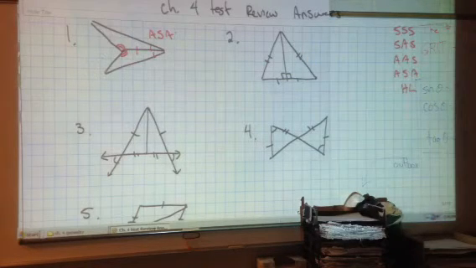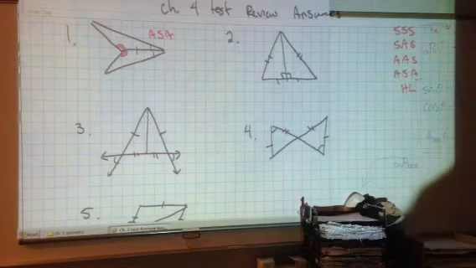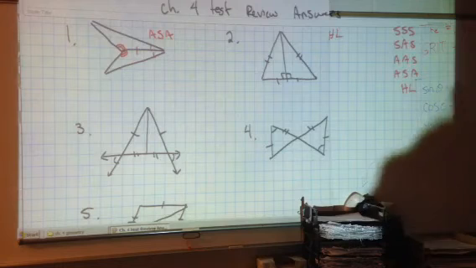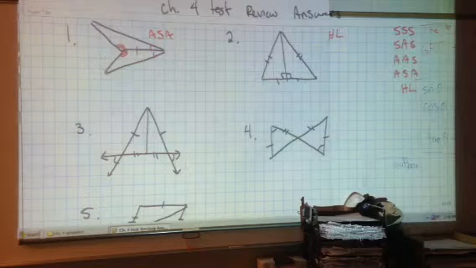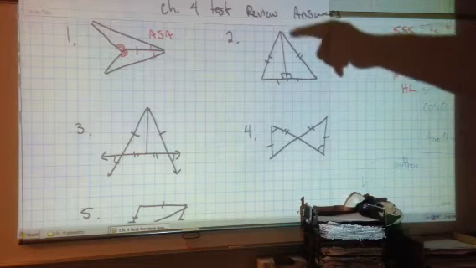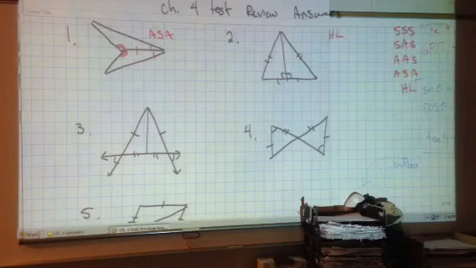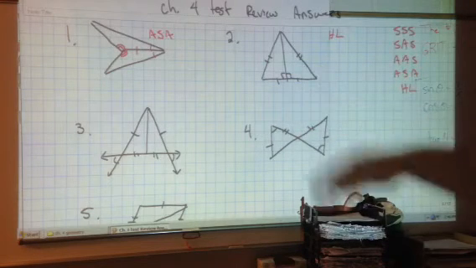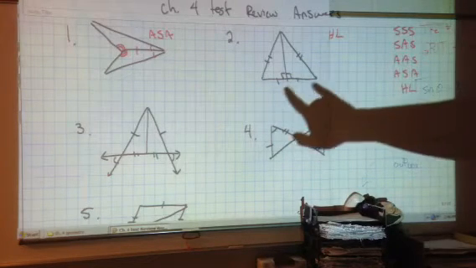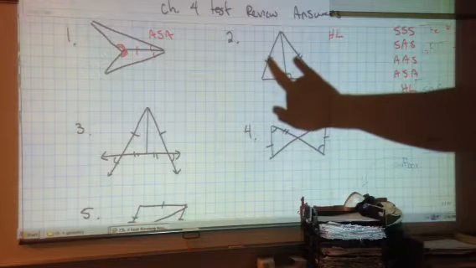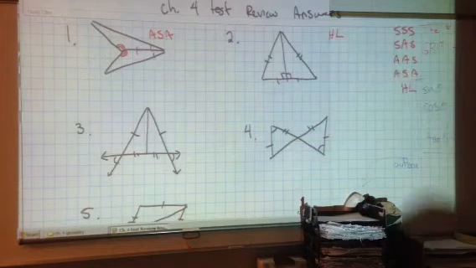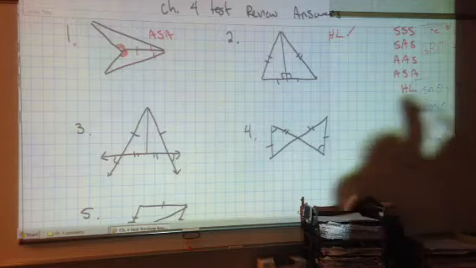Number 2, there's actually a few different options you have, which makes it a little tricky. But right now, without saying anything extra, hypotenuse leg. Remember, hypotenuse is the long side of the right triangle. It's across from the right angle. I have a pair of legs that are congruent, and a pair of hypotenuses that are congruent. So therefore, HL works. That's the quickest and easiest way.